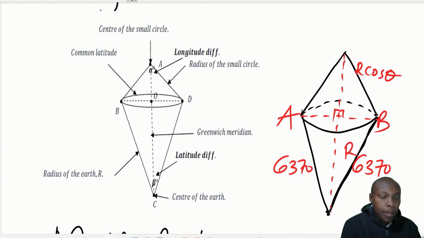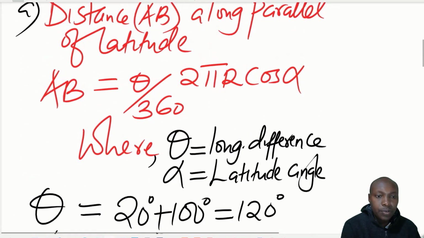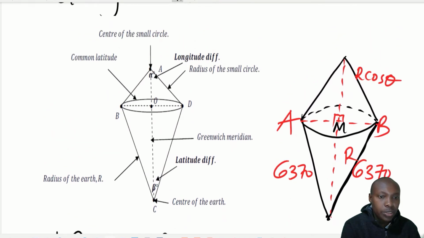So having this diagram will help us get the angle at the center of the earth. This angle that is here, the center of the earth at C. We have the longitude difference, which is given by 120. We had calculated this earlier on. One is 20 degrees, the other one is 60. So this line divides this angle into two. So this will be 60 degrees.